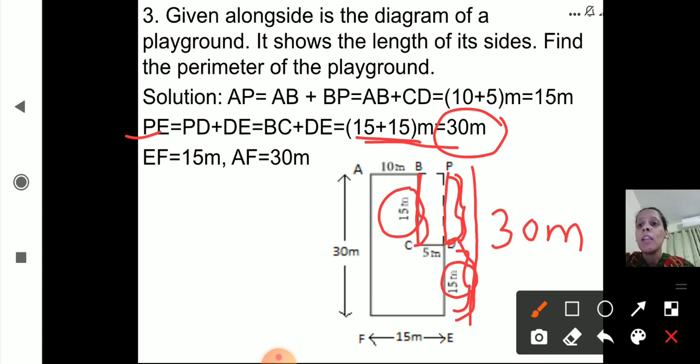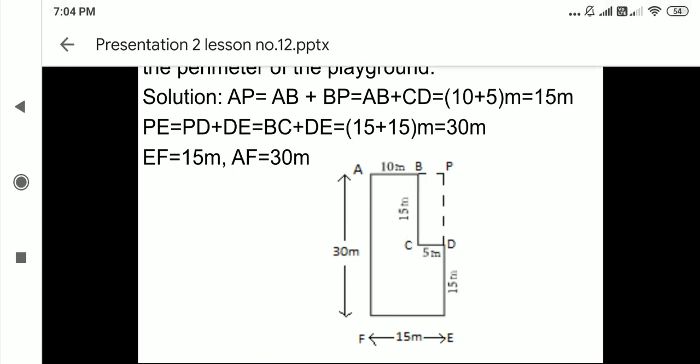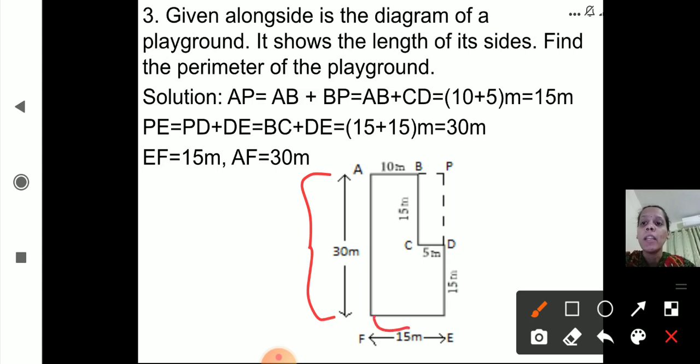Right. And what else is given? EF is given 15 meter and AF is given 30 meter. Now we got the measure of all the 4 sides. Okay. This was given in the question and this was given. So we will find out this and this side.